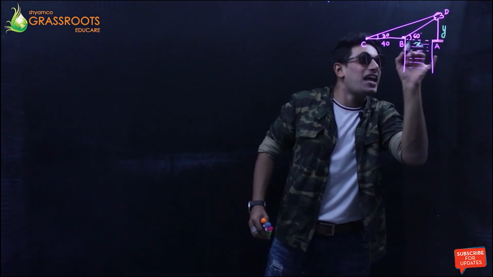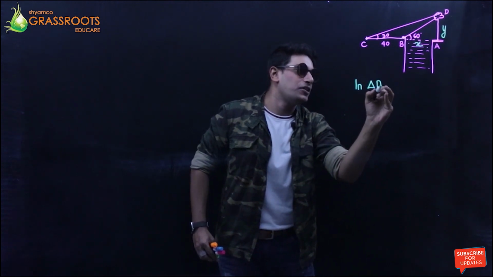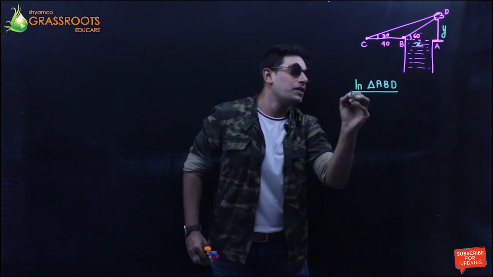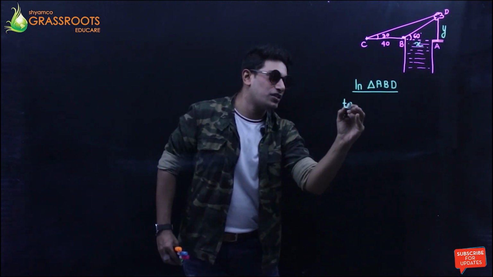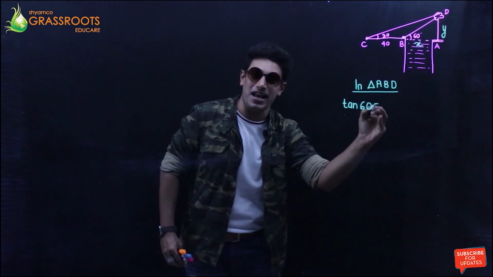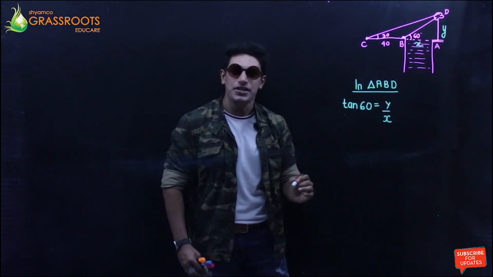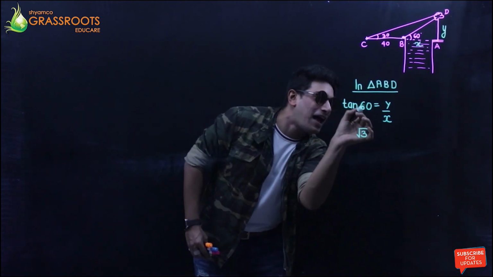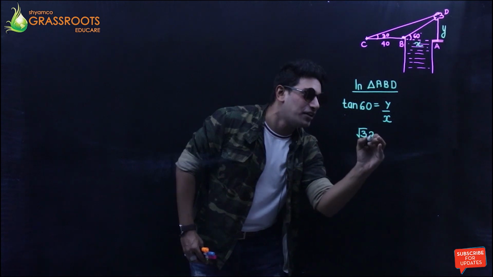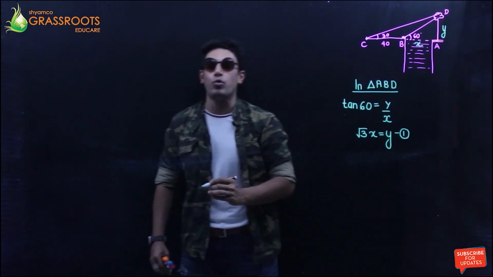In triangle ABD, we have done such a sum. In triangle ABD, tan 60 is opposite upon adjacent. So tan 60, opposite is y, adjacent is x. The value of tan 60 is root 3. Cross multiply, x goes on the other side. Root 3x is equal to y. Put this as equation number 1.